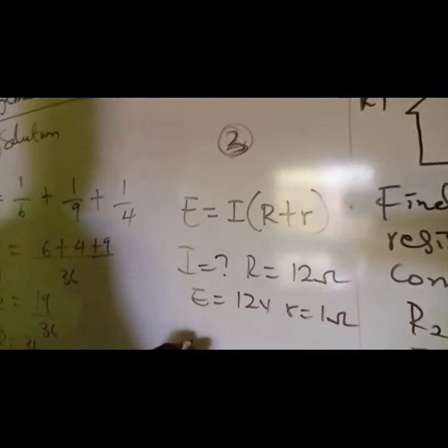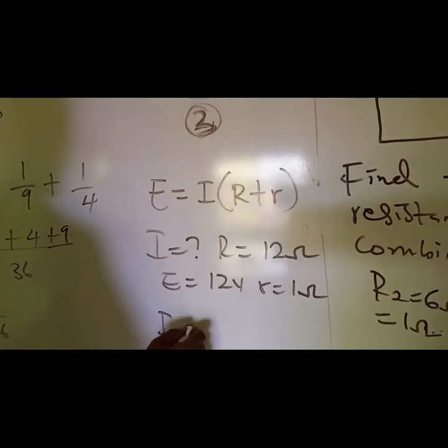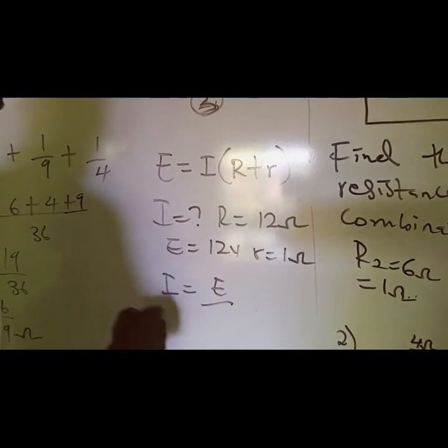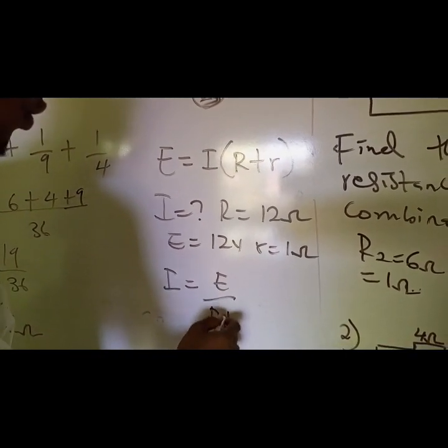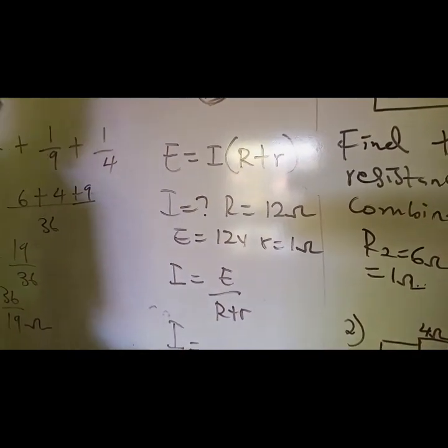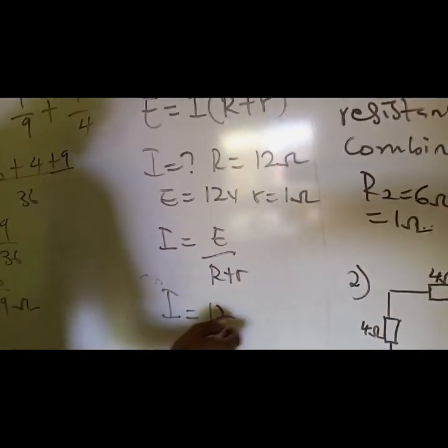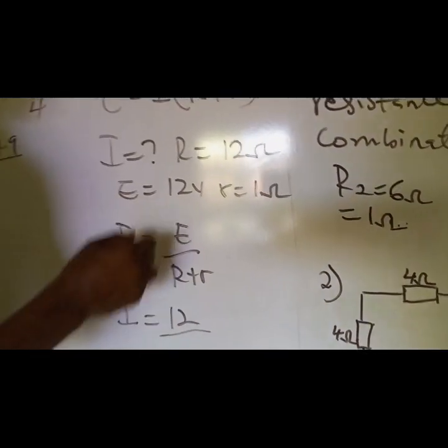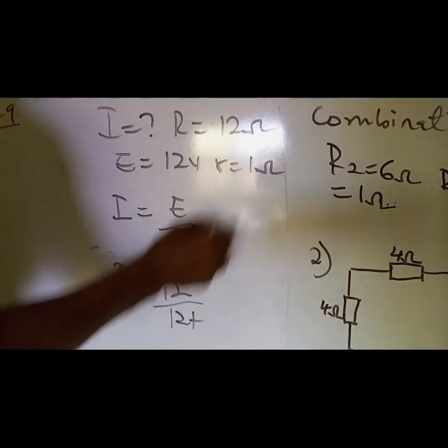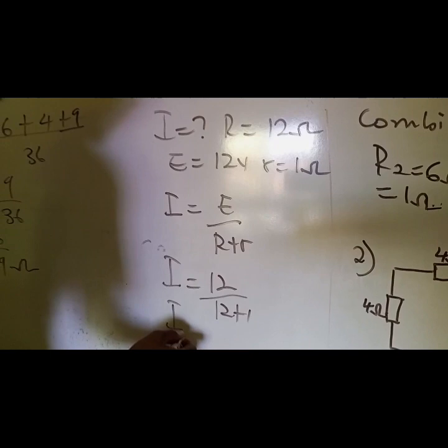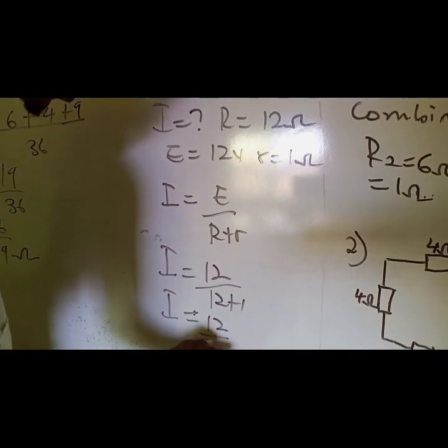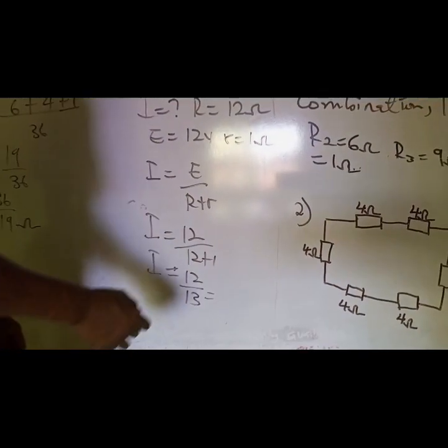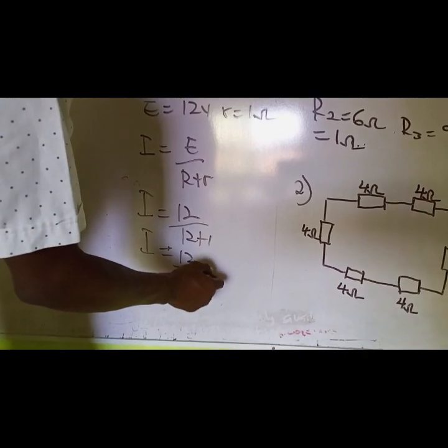So we make current the subject of the formula. If you make current the subject of the formula here, we are going to have our current to be our E over R plus what? r. So which means that our current is going to be, what is our E? Our E is 12. And what is our big R? Our big R, which is the external resistance, is 12 ohm. So plus this one, which is 1. So therefore, our current will now be equal to 12 over 13. All right? And whatever we have now will be our answer in amperes.